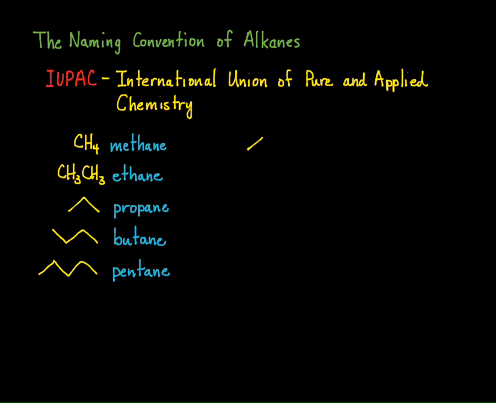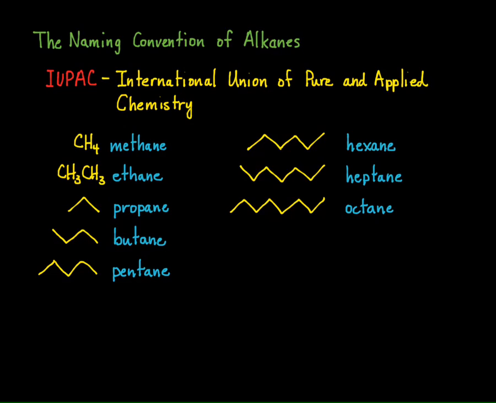Well, now when you add a 6th carbon to the chain, it becomes hexane. When you add a 7th carbon, it becomes heptane. When you add an 8th carbon, it becomes octane. A 9th carbon is nonane, and a 10th carbon is decane. These are the base names. And there are more, certainly. 11 is undecane, 12 is dodecane, and so on and so forth.